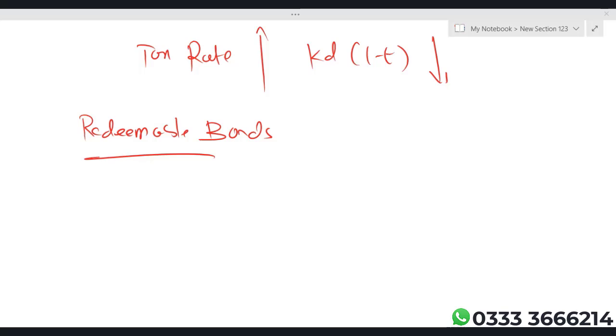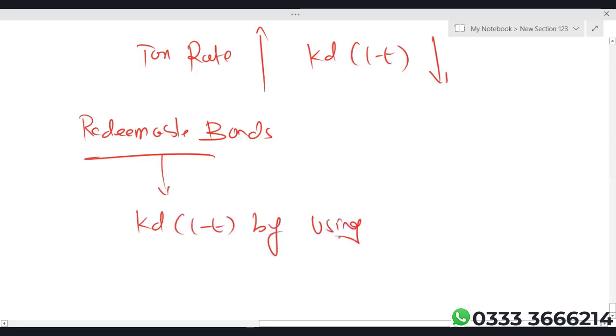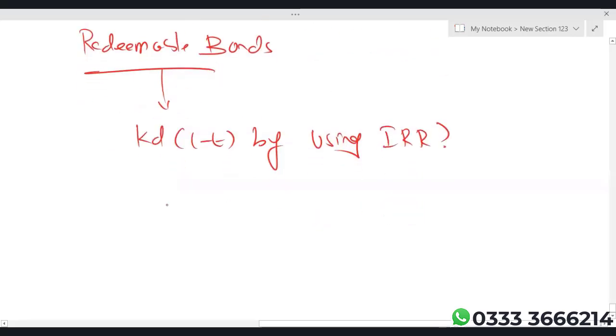Okay, redeemable bonds. In case of redeemable bond, we calculate KD1 minus T by using IRR. And now we know that the shortcut of IRR is available. By using the shortcut of IRR, we can very easily calculate KD1 minus T. You just need to know the inputs. Let's say T0, T1, T2, T3, assuming the maturity period is 4 years. T0, market value of bond.